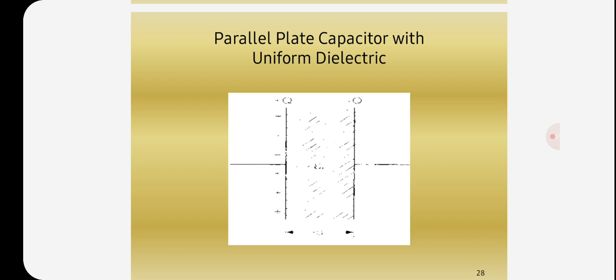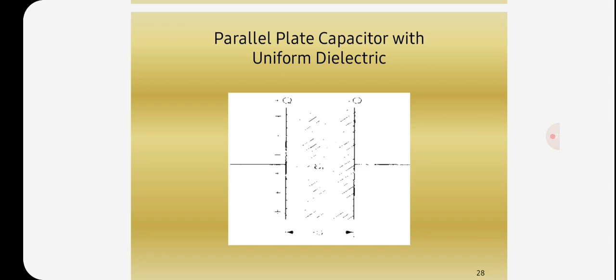Q is equal to CV. C is equal to Q by V. C means capacitance, Q is the charge, and V is the potential difference. C is a constant and is known as the capacitance of the capacitor. Hence, the capacitance of a capacitor can also be defined as the ratio of the charge on the capacitor to the potential difference between the plates, that is, C is equal to Q by V.